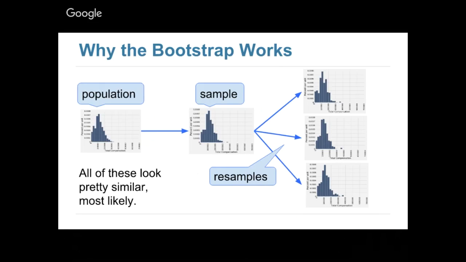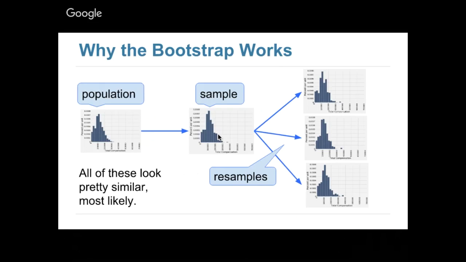The reason it works, intuitively, is that if our sample is large and random, it probably looks like the population. And because the sample looks like the population, our resamples will also look like samples drawn from the population. We can use our estimates that way.